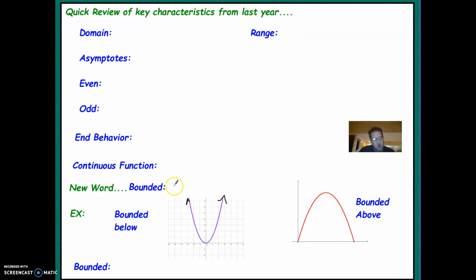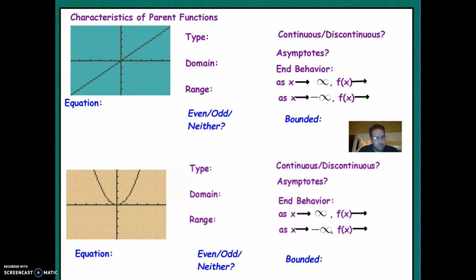It's all one part. The new word here is bounded. So bounded just means that the entire function is either above or below a specific horizontal imaginary line, kind of like an asymptote. So this is called bounded below because the entire function is bounded by this dotted line, so the entire function is above that. Whereas bounded above means that at the top, it stops at the top, so then it comes back down because it's bounded by that imaginary horizontal line.